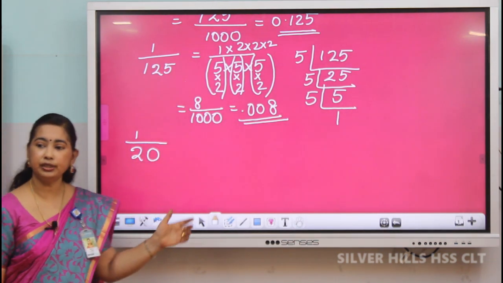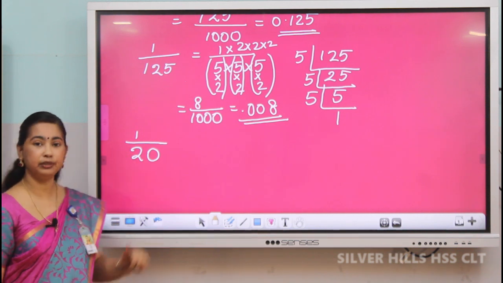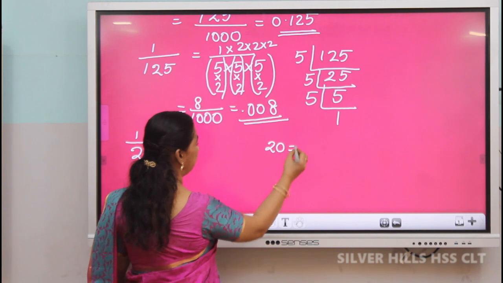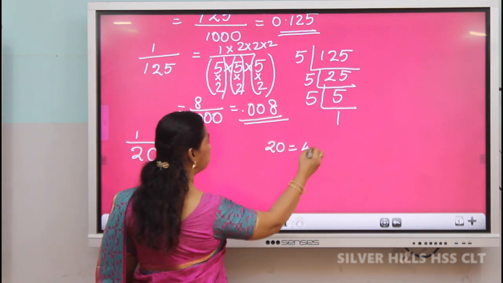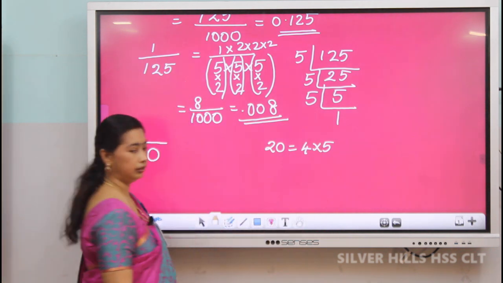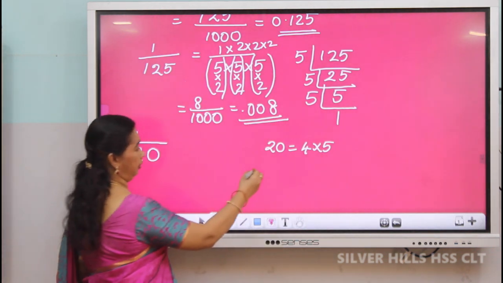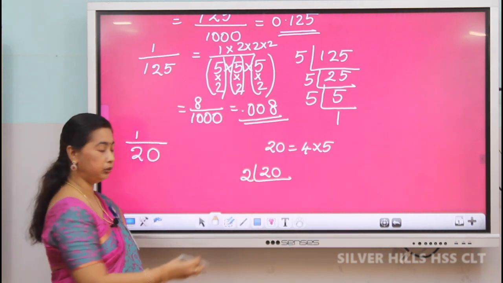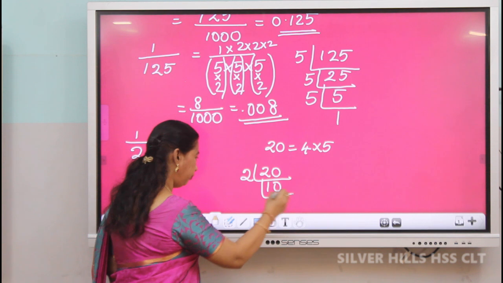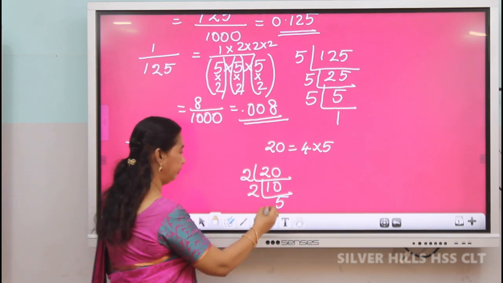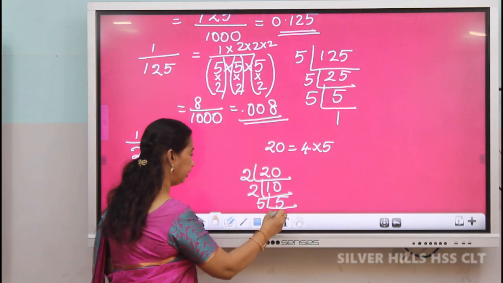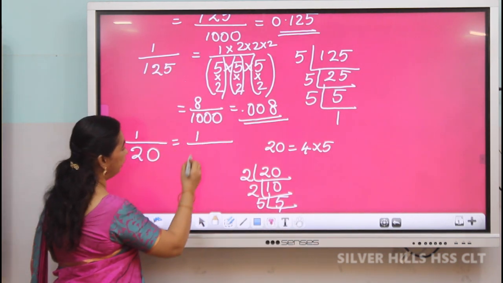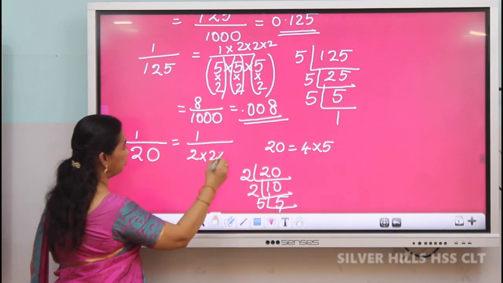Now I will move on to another one, that is 1 by 20. What happens if it is 1 by 20? We have to take the factors of 20 there also. 20 can be written as 4 into 5, or you can factorize it. If I am factorizing 20 by 2, you will get 10. Again factorizing by 2, we will get 5. Again if I am factorizing by 5, I will get 1. So this will be 1 by 2 into 2 into 5.